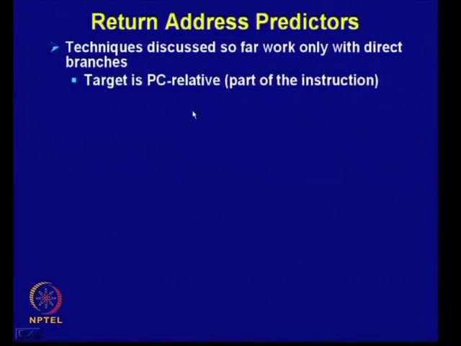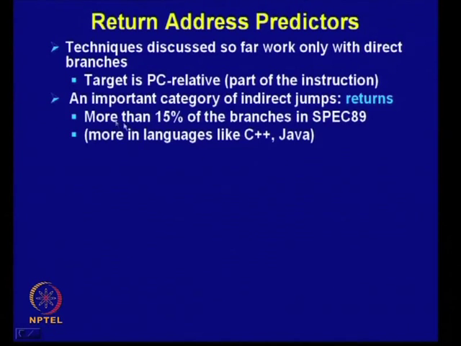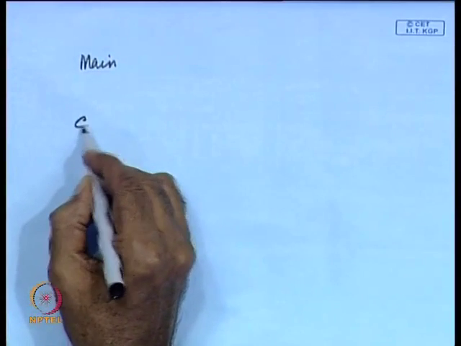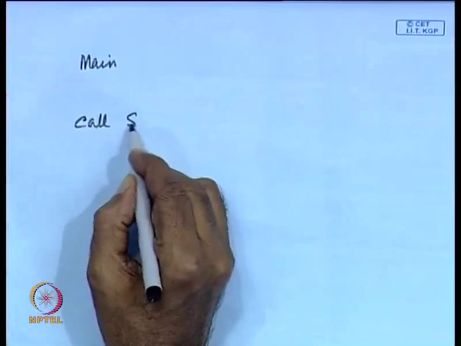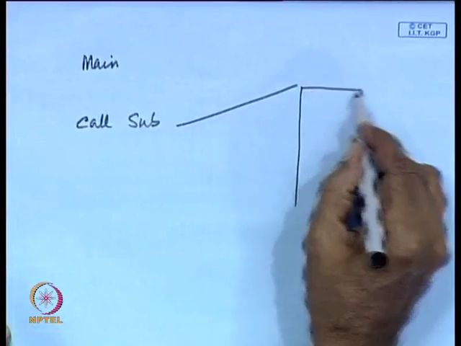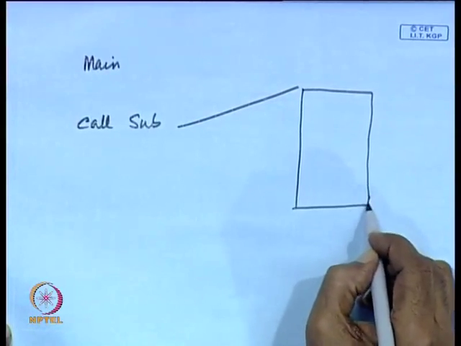So, where you know that the target is not PC relative, an important category of indirect jump is returns. You will find you are doing subroutine calls. Say here you have a main program, and you may be calling a subroutine, so it will jump to a subroutine, and here you will have a return.